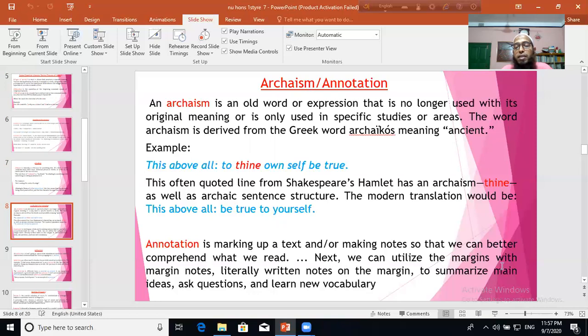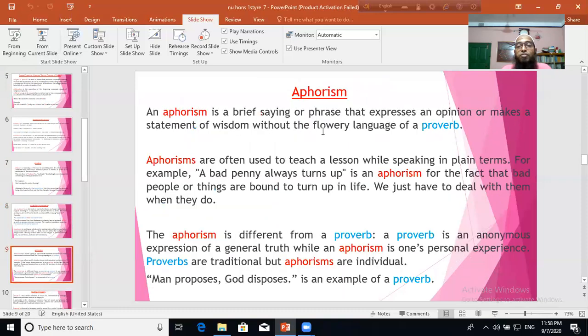Next, we can utilize the margins with margin notes, literally written notes on the margin. I mean, beside the line, beside the page we write sometimes, and that helps us to understand the story. That is annotation. And what is aphorism?